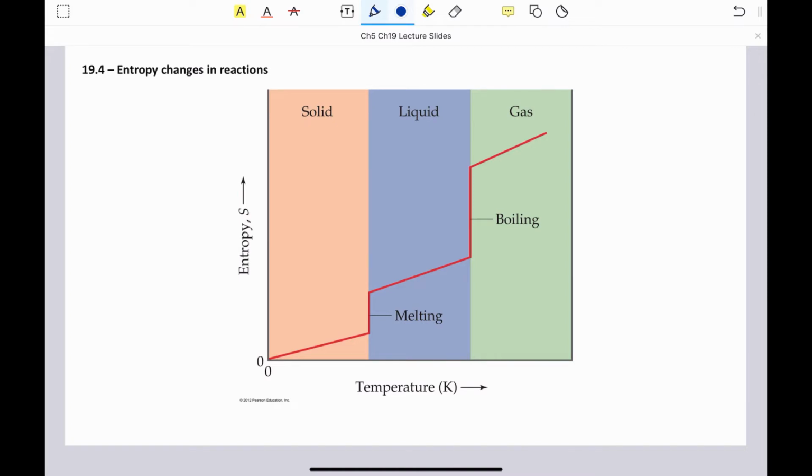19.4 Entropy Changes in Reactions, where we put some quantitative aspects of entropy to work. First, there's this diagram in your book, and I just want to make sure that we're crystal clear here. Here we have increasing temperature, and what happens to entropy over the course of some state changes.